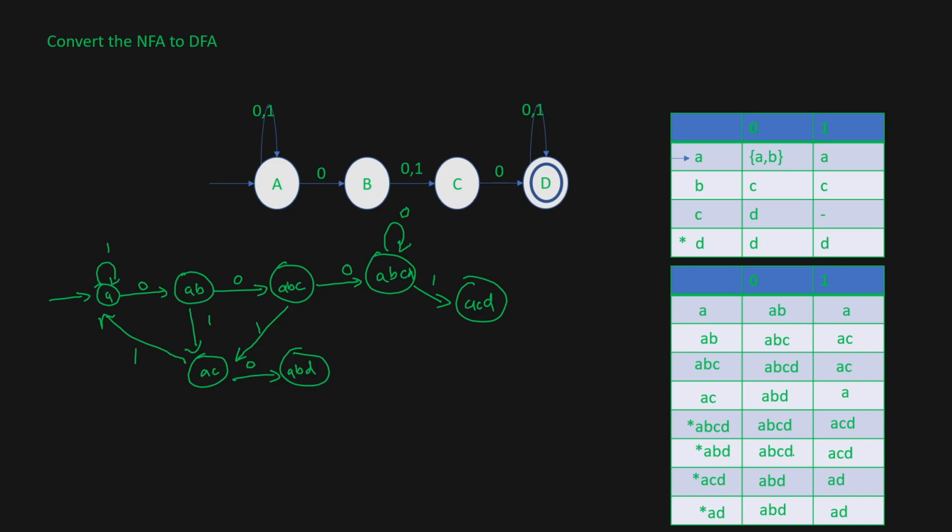In state ABD, you get input 0, you are going to state ABCD, correct? And you get input 1, you are going to go to state ACD, correct? Now in state ACD, what happens? You get input 0, you are going to state ABD.